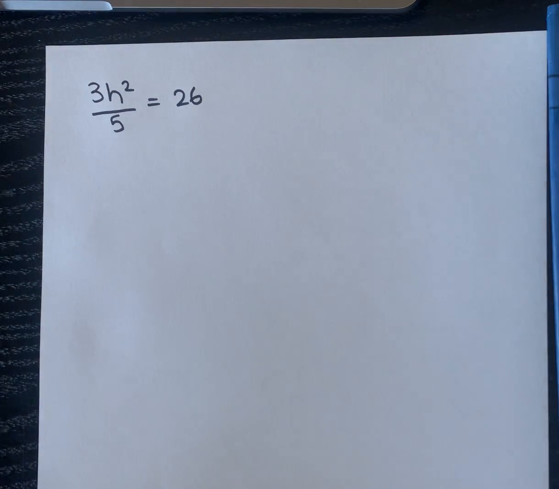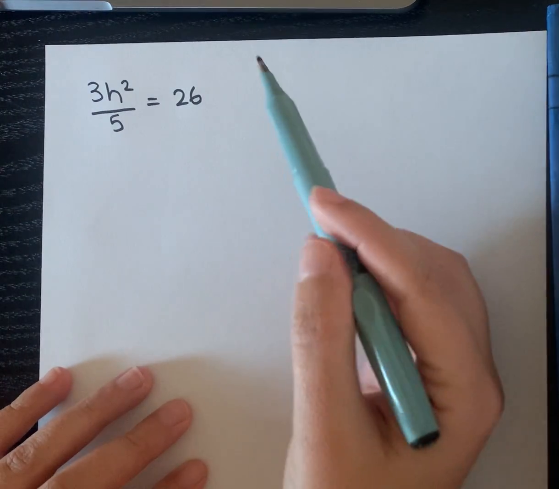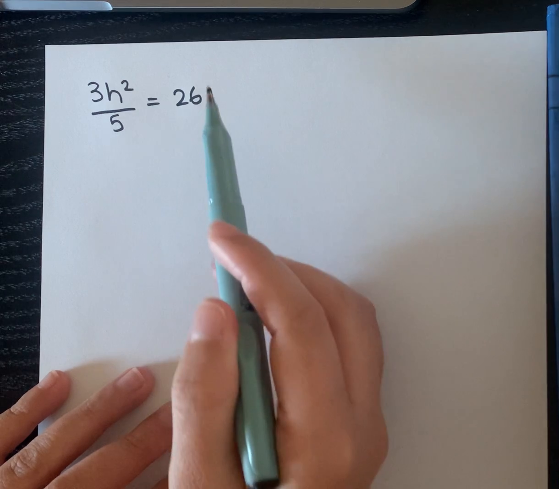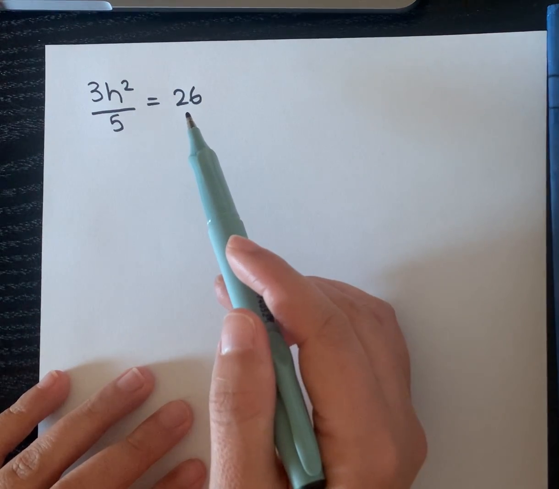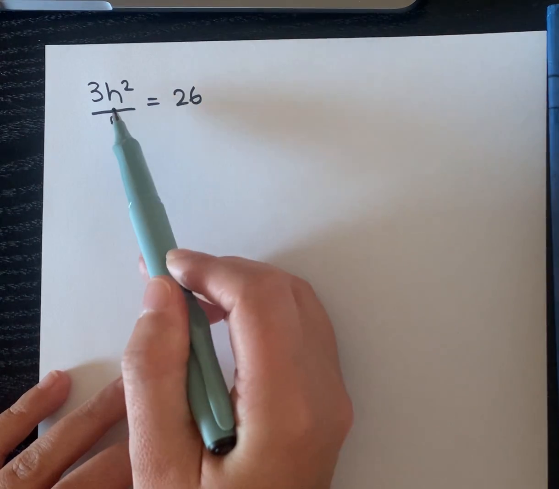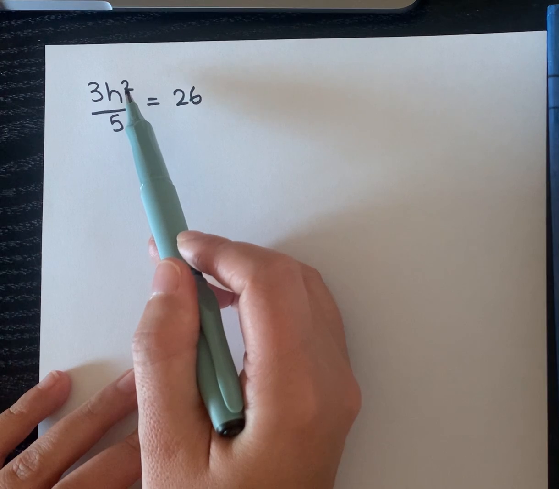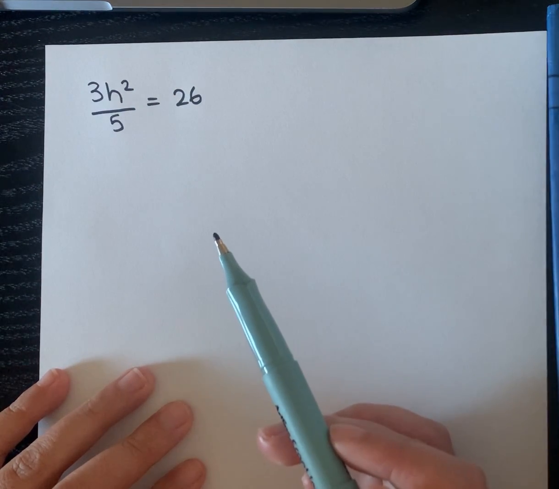Okay, so before we look at cubic equations, let's take our mind back to our last lesson where we were looking at quadratic equations, and let's just refresh our memory on that. So a quadratic equation is an equation where one of the terms in the equation is raised to the power of 2. So over here we've got this h squared, it's h raised to the power of 2. So that is what makes this equation a quadratic equation.